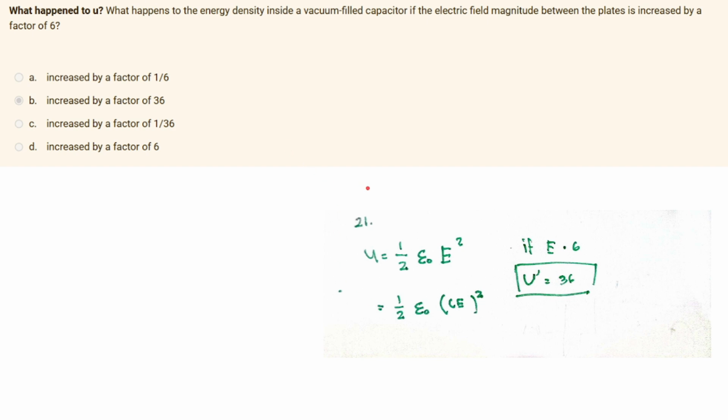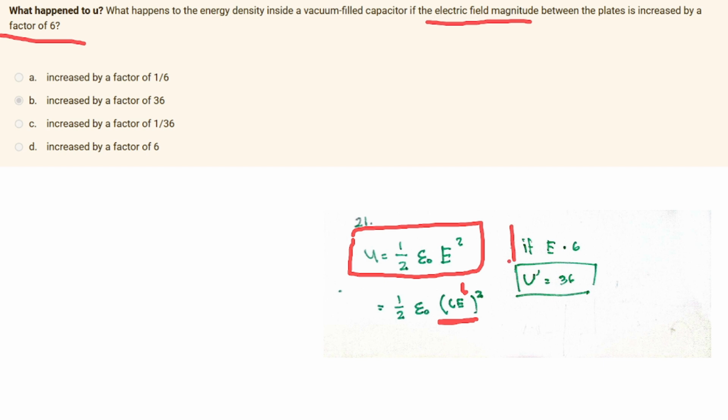This one is similar but using a different equation. The energy density is 1/2 epsilon not electric field squared. 1/2 epsilon not is a constant, so the energy density is proportional to E squared. If the electric field magnitude is increased by a factor of 6, then we know this is 6 squared, 36. So U equals 36.